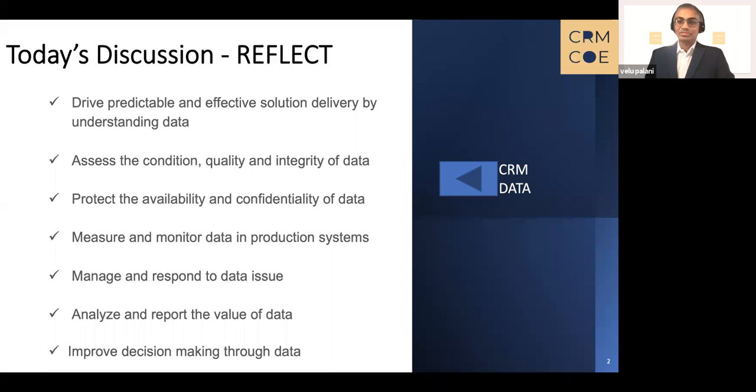And then data issues. Oftentimes you don't know whether there is a bug in the system or there is a problem in your data. We always point to each other, oh, there is a data problem. No, this is not a data problem. This is a system problem.